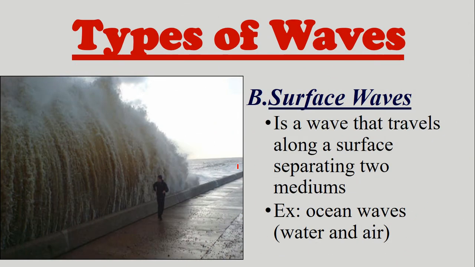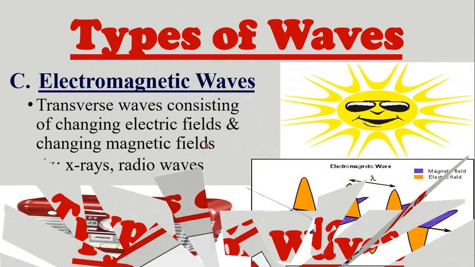The next one is called surface waves. This is a wave that travels along a surface separating two mediums. So the example would be, say, this ocean wave here. It's separating two mediums. It's separating the water medium from the air medium. And so that's why ocean waves are considered surface waves.